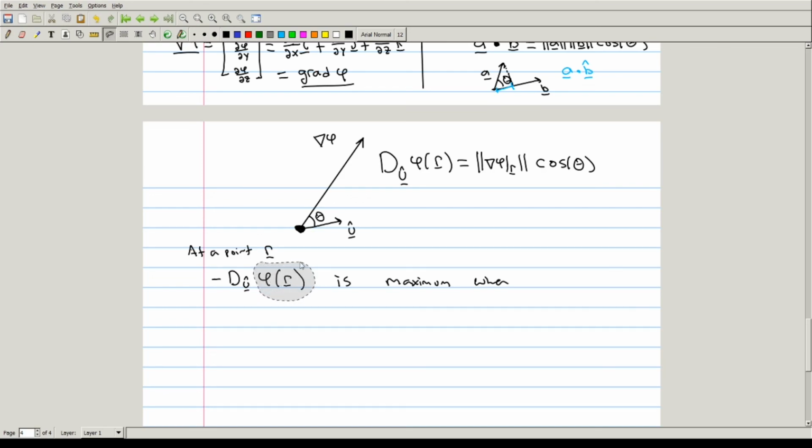the directional derivative or rate of change is maximum when theta is equal to 0, because that makes cosine of theta equal to 1. So it's maximum when theta equals 0, or that means that when theta equals 0, the gradient vector is parallel to the direction that you're looking at the rate of change in. At this point, this also means that the directional derivative is equal, because cosine of theta is equal to 1, it's just equal to the magnitude of the gradient vector at the point r.